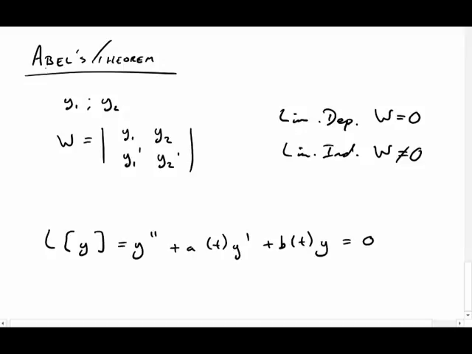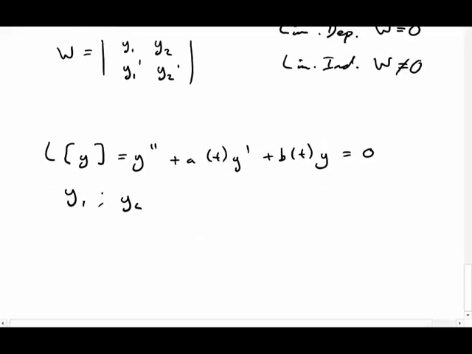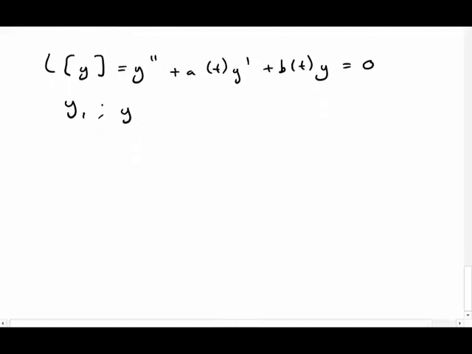Okay, and let's just consider it as a homogeneous operator. In other words, the right-hand side is 0. Let's suppose that we can get some solutions out of this, y1 and y2. So y1 and y2 are the solutions to this operator.